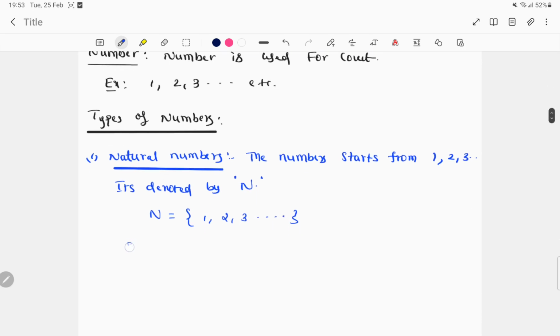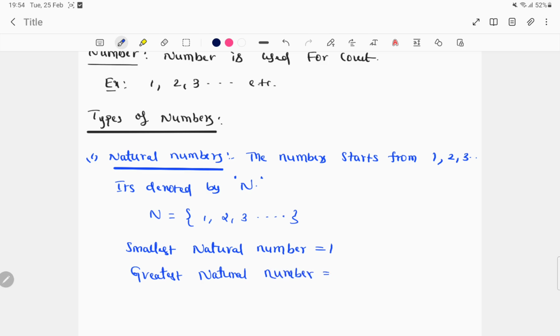Here the smallest natural number is 1 and the greatest natural number is not defined. We can't define the greatest.